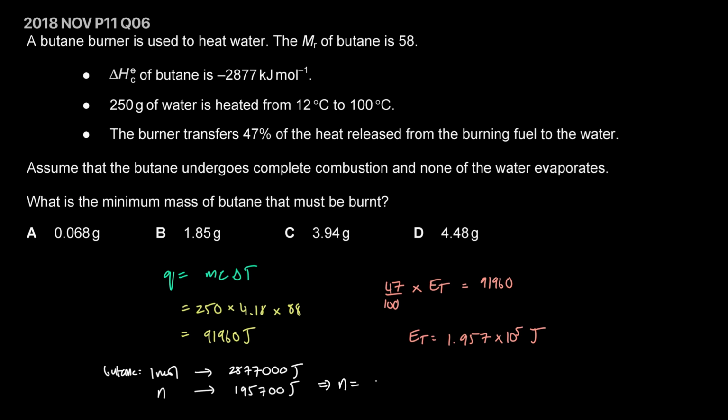So the number of moles of butane that would need to be combusted is 0.06802 moles, which means that the mass of butane will be the number of moles times the molar mass, which is 0.06802 times the molar mass of butane, which is 58. So therefore, the mass of butane that we would need to combust is 3.94 grams, in order for us to release this much energy, and 47% of that energy would be transferred to heat 250 grams of water by 88 degrees Celsius.